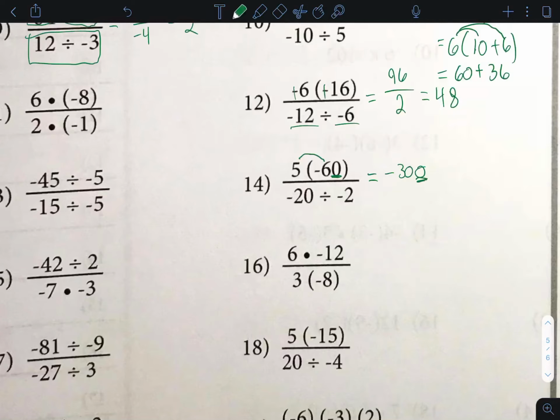Divided by negative 20 divided by negative 2. Negative 20 divided by negative 2. So how many times does 2 fit into 20? 10. And since both of those are negative, their answer is going to be positive. So we have negative 300, and we're going to divide it into 10 pieces.